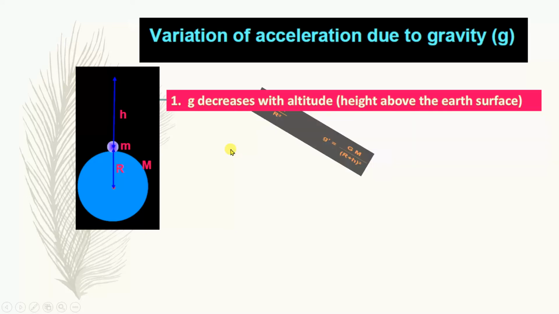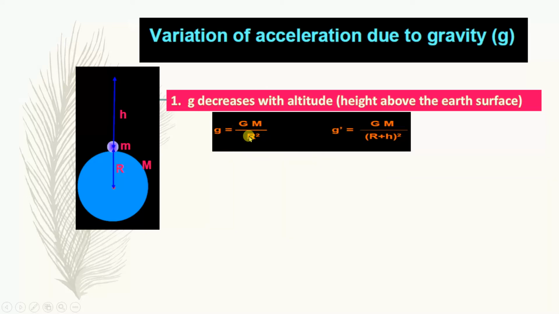How does it decrease? As we have seen in the formula, G M upon r square. Here the distance r will now increase. We cannot neglect this distance as we neglected it in the case of an object lying on the surface of Earth. Now the object has moved several kilometers, so we have to take this h into account. So r will be r plus h, the distance between the two. So the denominator has increased. That means the value of g will decrease with height.